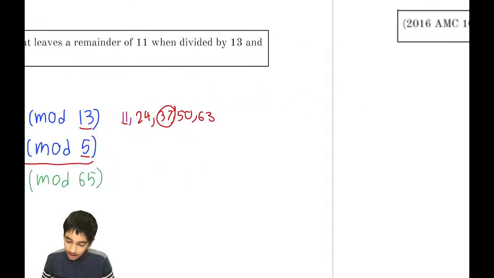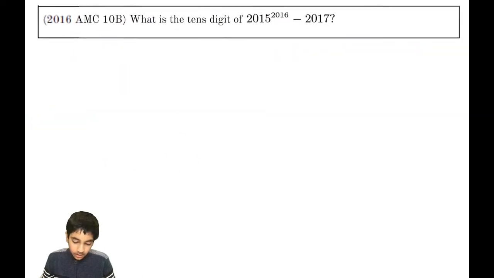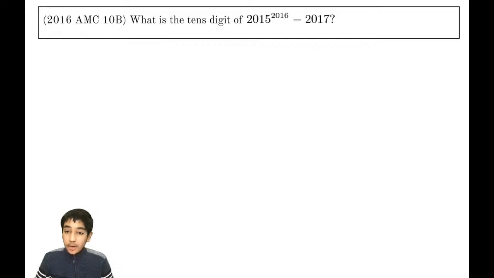Okay, so now let's take a look at the next problem. This is a very clever problem, so I'll give you some time to try this on your own. Basically, we have to find the 10th digit of this number. I'll give you some time to try, and I'll give you some hints along the way.